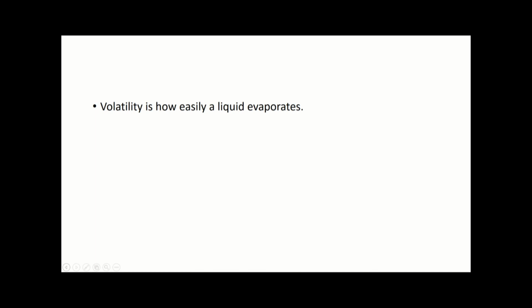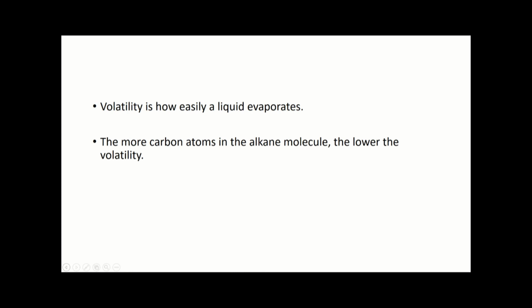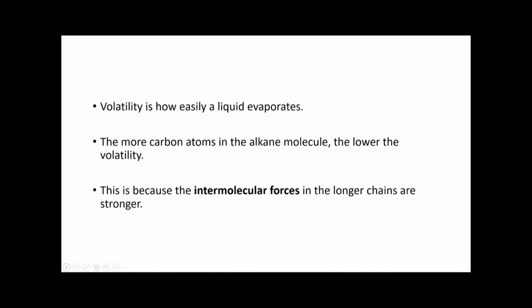And again, this is related to the number of carbon atoms in the alkane molecule. You might have suspected this already. If we have more carbon atoms, because that raises the boiling point, we're going to lower the volatility. So the higher the boiling point, the lower the volatility is going to be as well. And again, that's because we have stronger intermolecular forces.